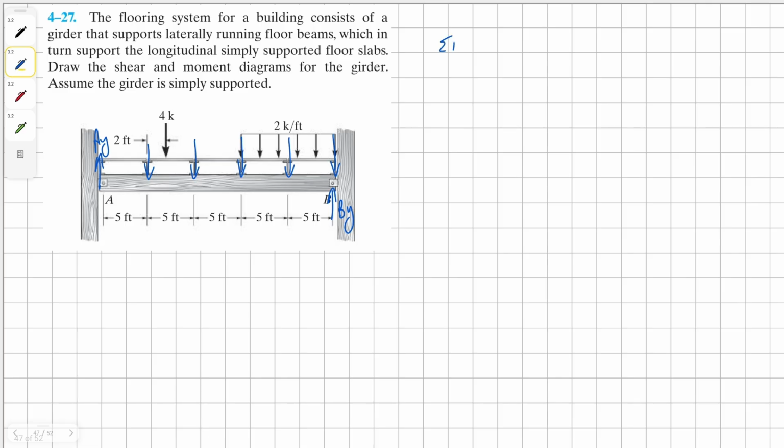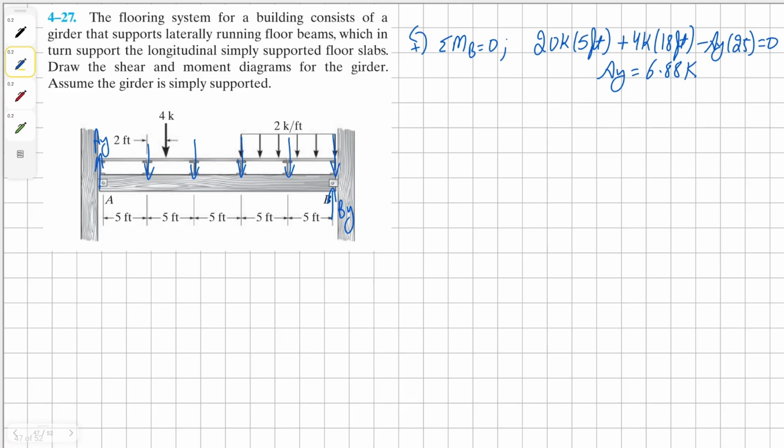So for AY, all we have to do is take moment about the point B. We're going to have counterclockwise 20k times 5 feet. And then we're going to have counterclockwise 4k times 18 feet. And finally, clockwise AY 20 feet away. All equals to 0. Solving for AY, we have our solution as 6.88.